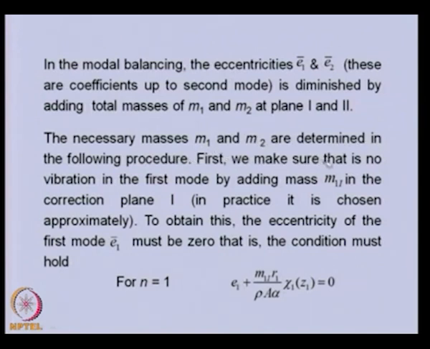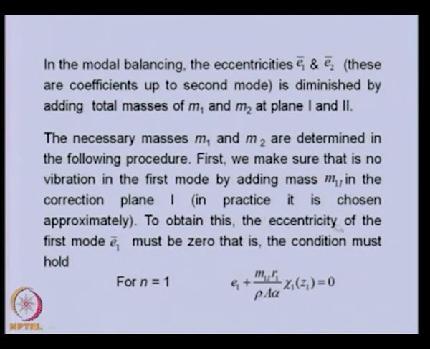First we will make sure that there is no vibration in the first mode by adding the mass m11 in the correction plane 1. So m11 is the first mass in plane 1, the second subscript representing plane 1. In practice, this is chosen approximately.